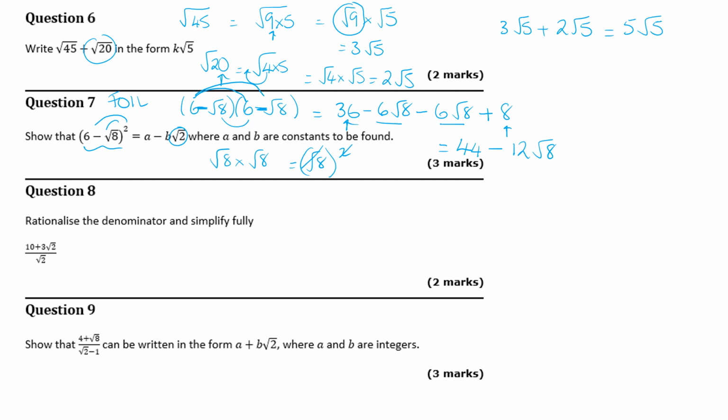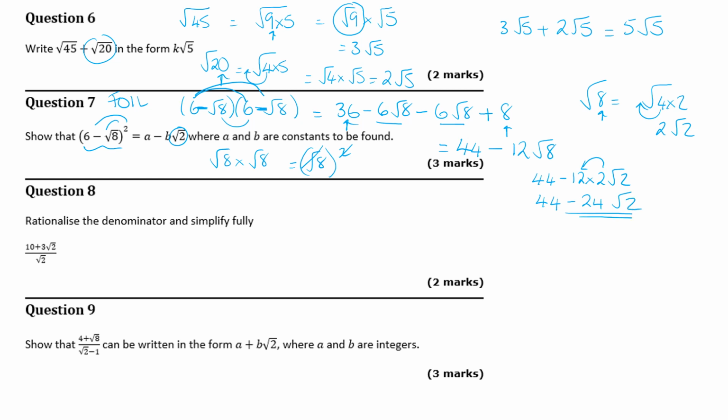Now they want it in the form of root 2. So again, we can simplify root 8 because we know that 8 is made up of a square number, 4 times 2. That 4 out of the root is 2 root 2. So this is going to be 44 minus 12 times 2 root 2. And the 2 can times by the 12 to give us 44 minus 24 root 2 as our answer.